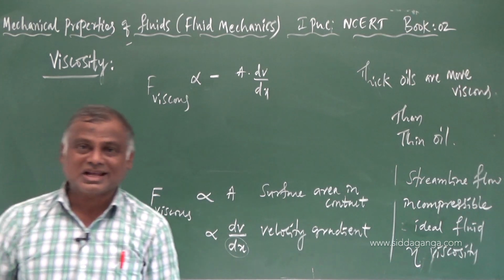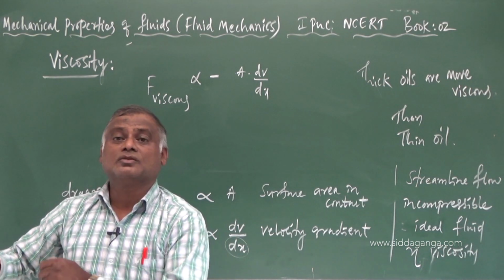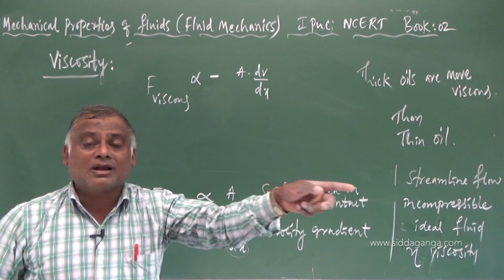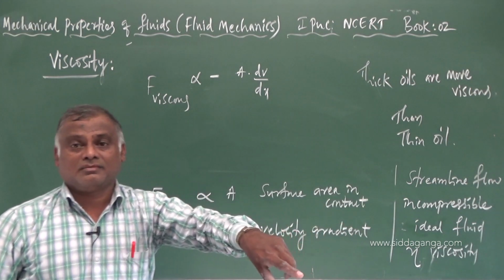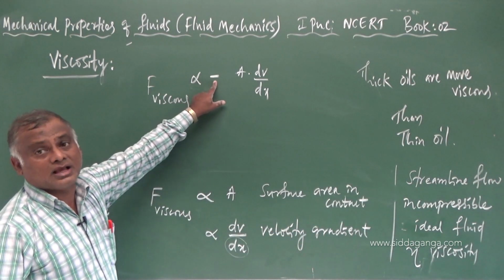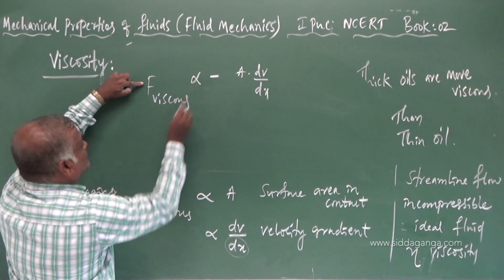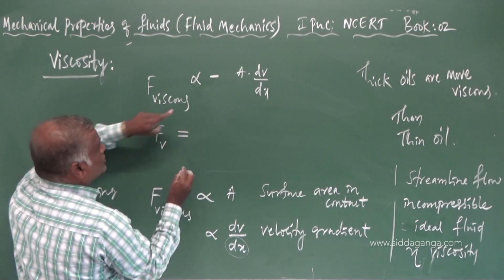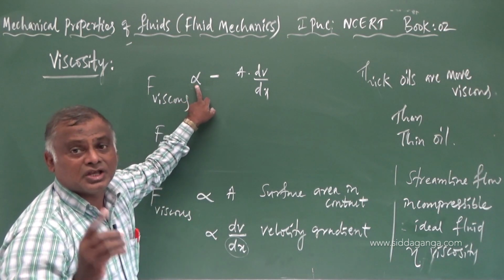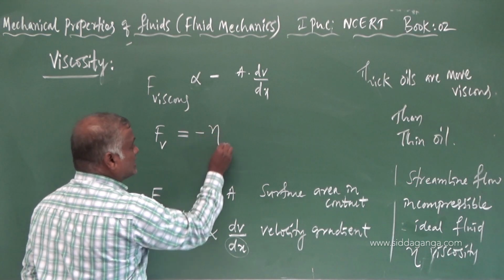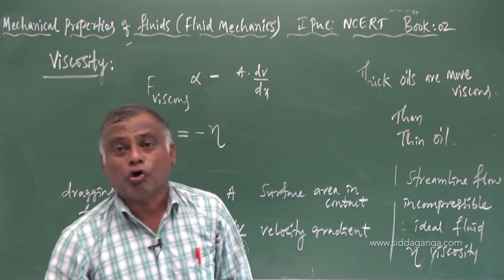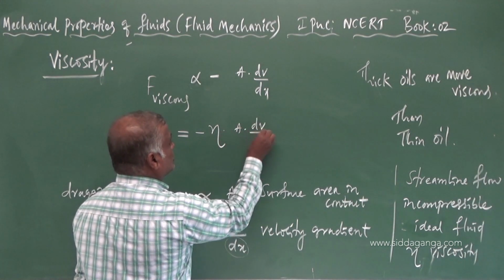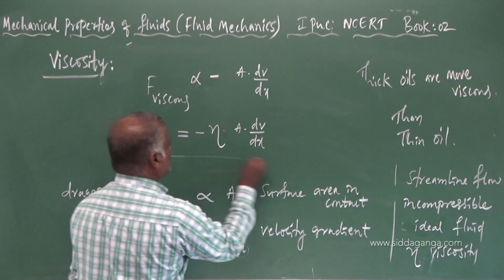Can you imagine what this negative sign says? Opposing force, dragging force, which will reduce the relative velocity of one layer with respect to another. Because of that, the opposing force we take with a negative sign. Therefore, after removal of this proportional sign, you will get one constant term, that is eta, what we call the coefficient of viscosity. Viscous force Fv is equal to minus eta A into dV by dx.